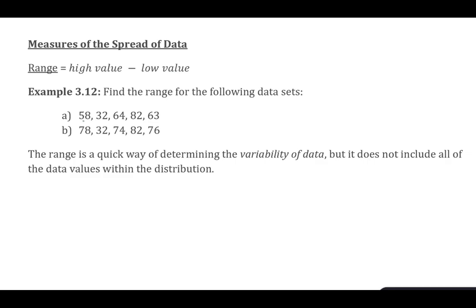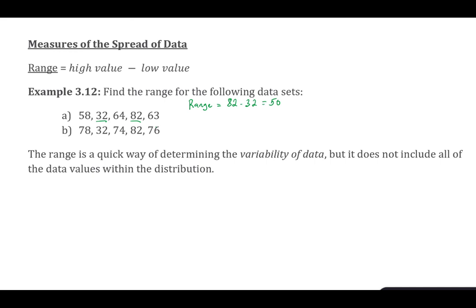We see that in set A we have 58, 32, 64, 82, 63. It looks like 32 is the lowest, 82 is the highest, so the range is the high value, 82, minus the low value, 32, which is 50. This means that the values in this set typically change by 50 from lowest to highest. Tells us a little bit of information about this.